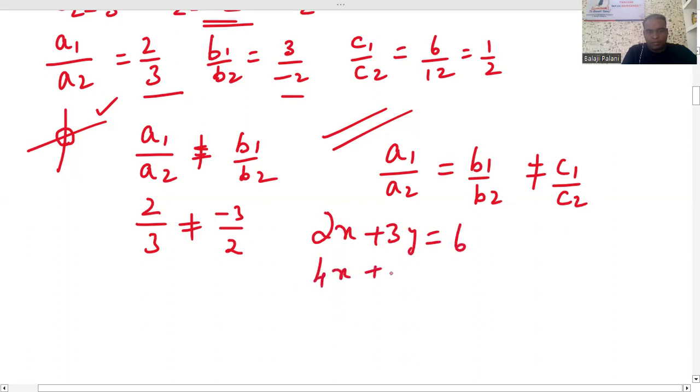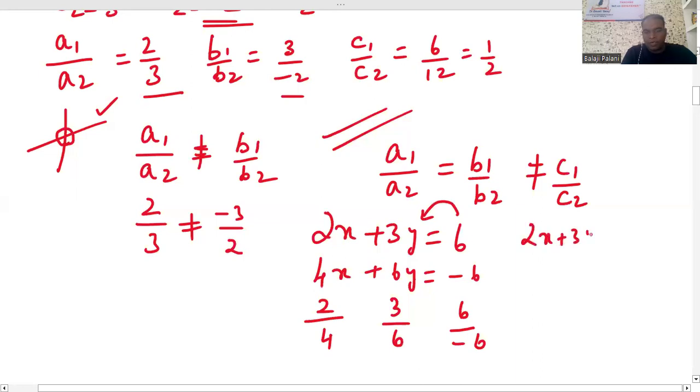4x plus 6y is equal to minus 6. Now look at the ratios: a1 by a2, b1 by b2, c1 by c2. The catch here is that in one equation the constant 6 may be given on the other side. For example, if it is 2x plus 3y minus 6 is equal to 0, and the other equation is 4x plus 6y is equal to minus 6.